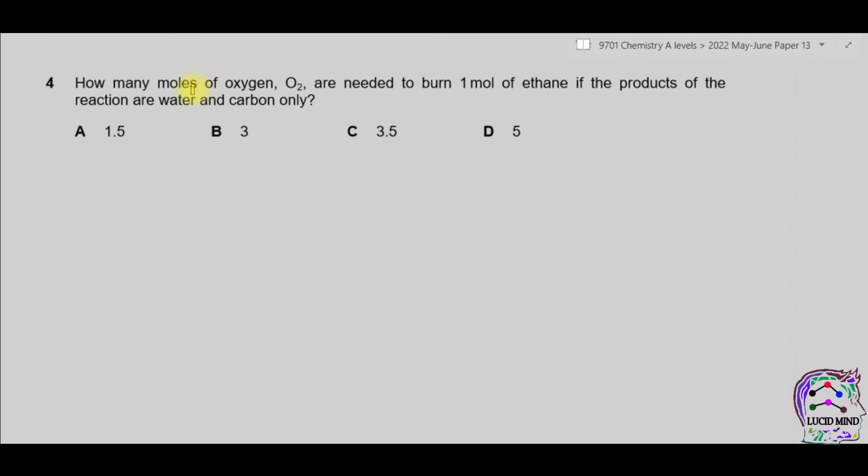Question number 4. How many moles of oxygen are needed to burn 1 mole of ethane if the products of the reaction are water and carbon only? Let's write the balanced equation for this one. Ethane is C2H6. It combusts in the presence of oxygen to form 2 products, one is water, one is carbon. So we have carbon plus H2O.